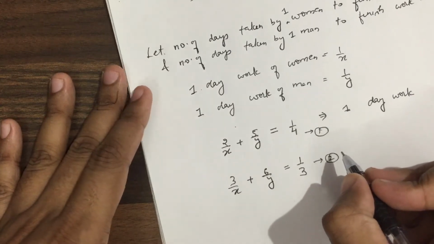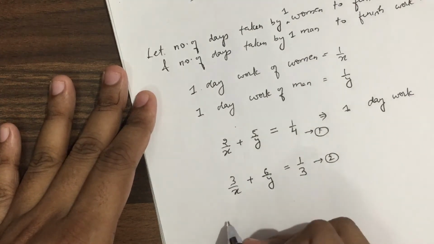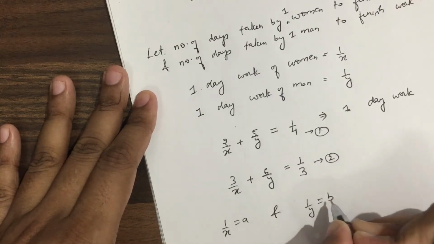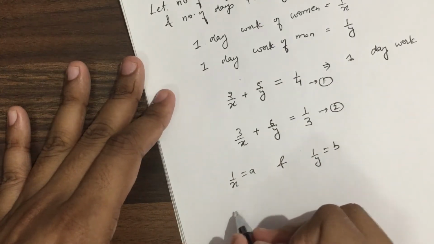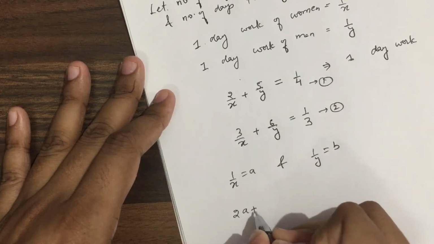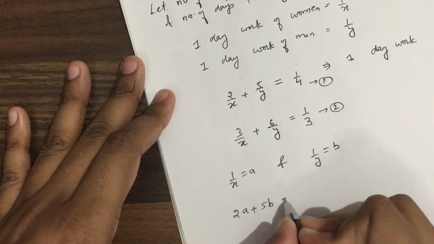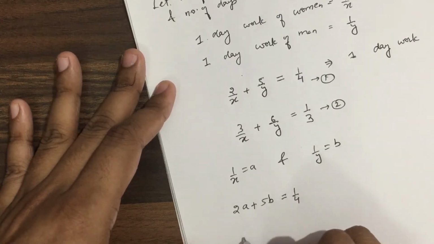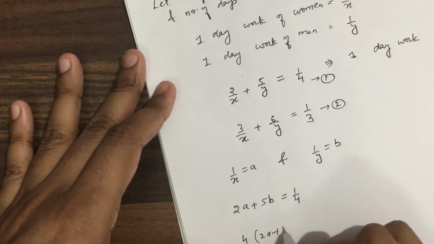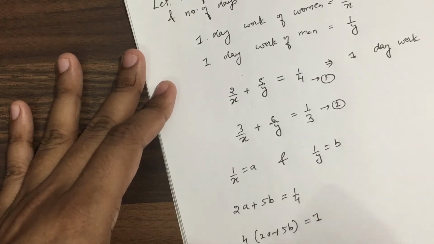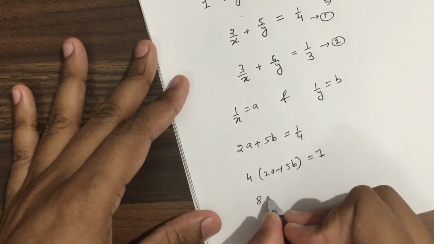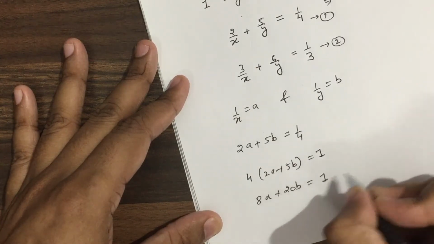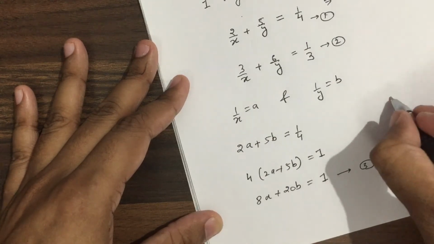Now these are not in standard form. So what you will do, let 1 upon x equal to a and 1 upon y equal to b. So the equations will be 2a plus 5b equal to 1 by 4, multiply by 4. This will give you 8a plus 20b equal to 1. This will be your equation 3.